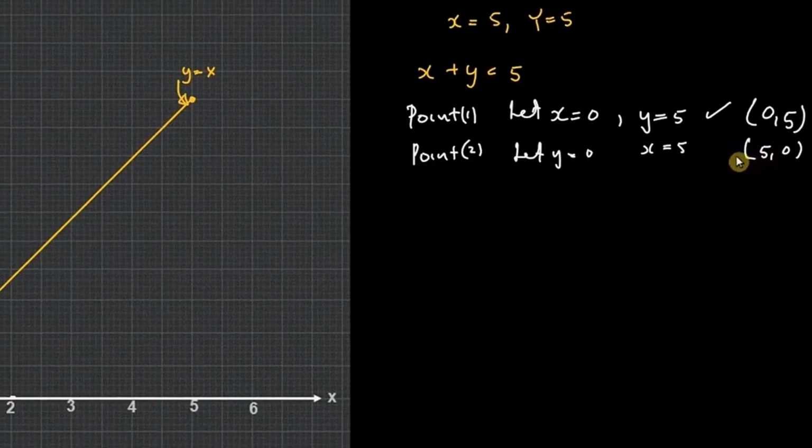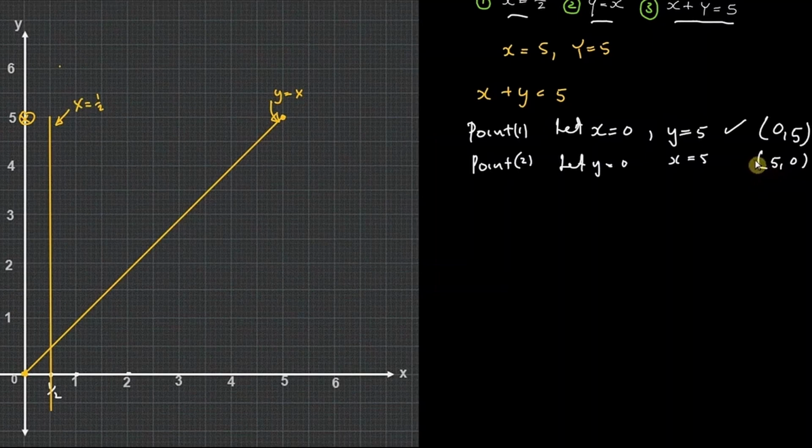So notice we're choosing 2 points that lie along the axes. By setting one variable to 0, we're actually on the axis. So in this case, our second point is 5, 0, which would be here. So we now have our 2 points. We simply need to connect that line.